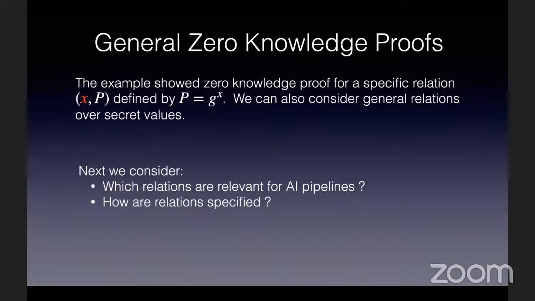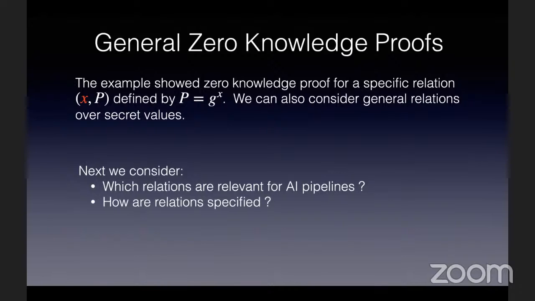From here we go step by step, and we end up with relations of any complexity that we can prove in zero knowledge. So next, we just see which kinds of relations are relevant for AI pipelines, and then we'll also see how the relations are specified.